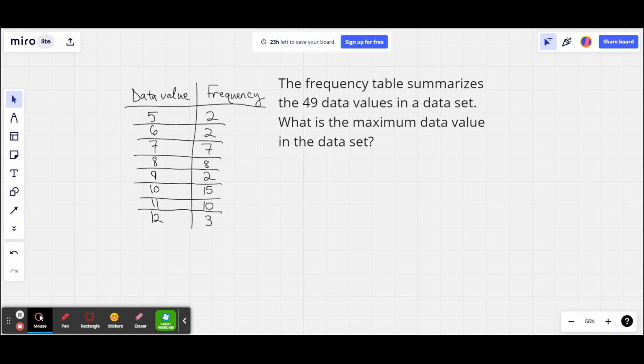It's relatively straightforward. You might think you already know the answer. Maybe you're right, maybe you're not. So pause the video, give it a try.